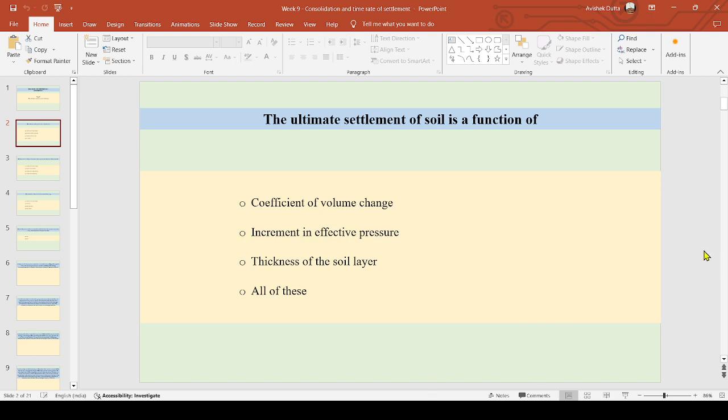I'll repeat the question once. The ultimate settlement of soil is a function of. The options are coefficient of volume change, increment in effective pressure. Those who have joined late, please write down the questions. This is the first question. I'll give you some time to solve these questions and then I'll discuss the solutions. The ultimate settlement of soil is a function of coefficient of volume change, increment in effective pressure, thickness of the soil layer, or all of these.